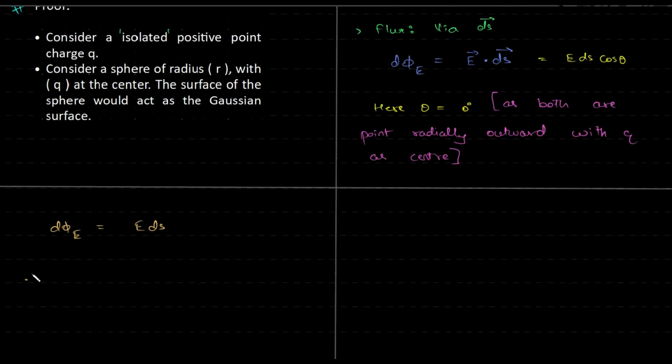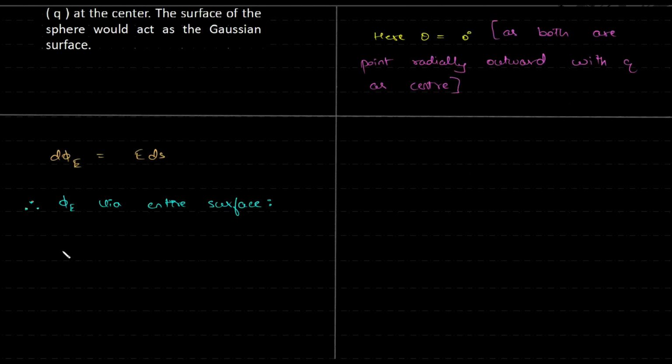Now, flux via the entire surface. So what do we need to do? We need to add each and every one of them. How do you add? Well, fancy addition is given by your integration, is it not? So your fancy addition is obtained by integration. So we are going to integrate the field through the entire surface, a surface integral.